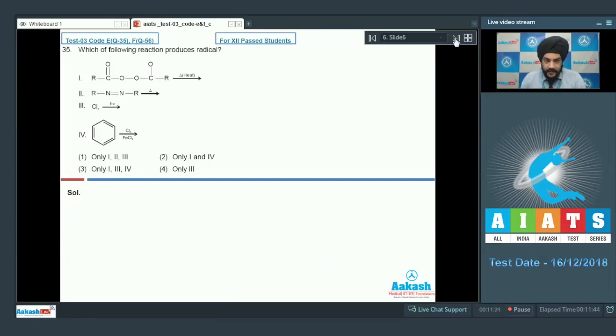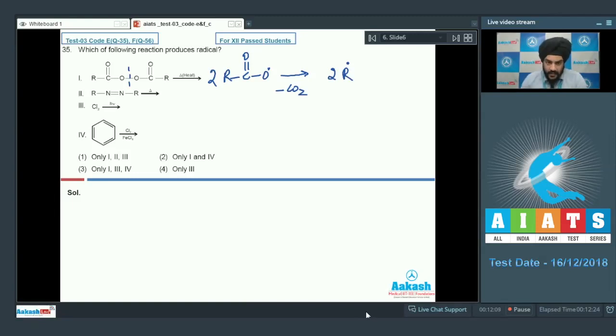Question number 35. Which of the following reactions produces a radical? So we have been given 4 reactions and we have to figure out if the respective reactions lead to the formation of radicals or not. So if you look at the first structure now, the first structure has a peroxy linkage. So peroxy linkages are not very stable. It is going to break up upon heating. So it is going to generate RCOO radical. Now students, what will happen is this CO2 will leave from this. So if we have the loss of CO2, we'll have the formation of radical.